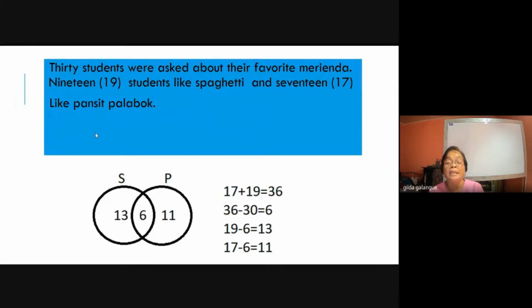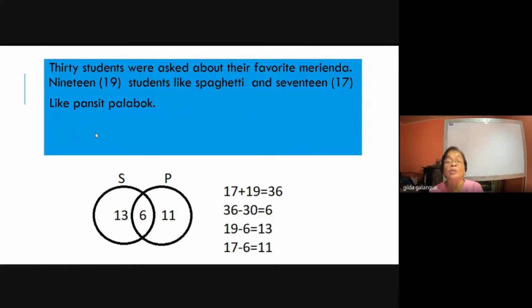All right. So we have to add 17 plus 19. What is 17 plus 19? The answer is 36. We have only 30 students. 36 minus 30. What is the answer? The answer is 6. So we have 6 students who like both spaghetti and pancit palabok.